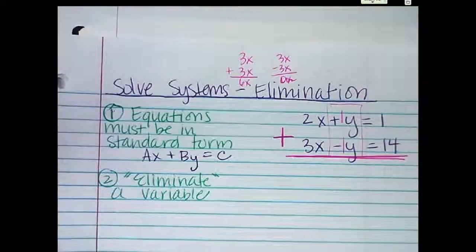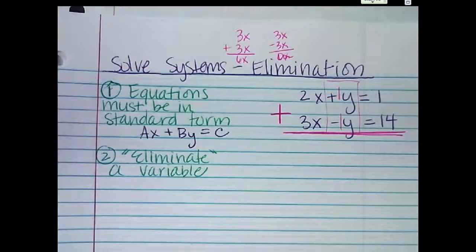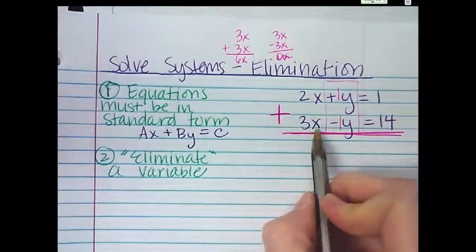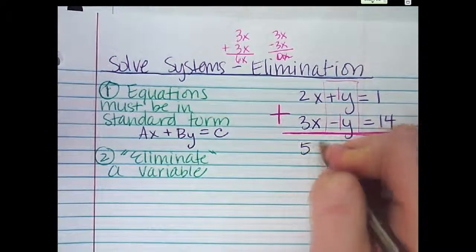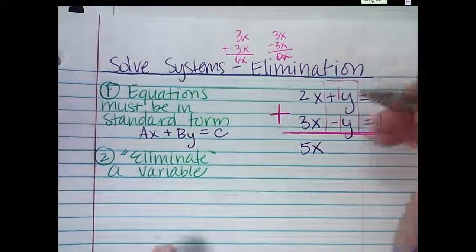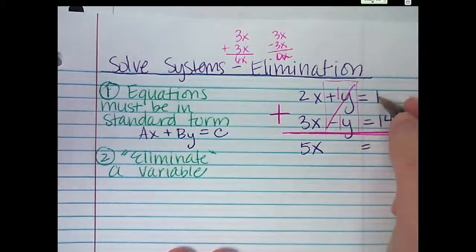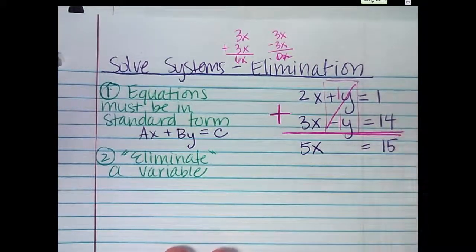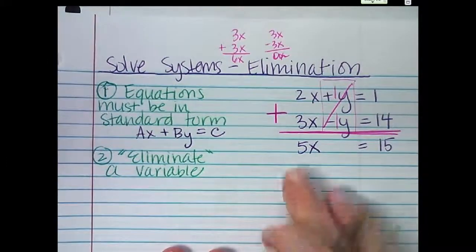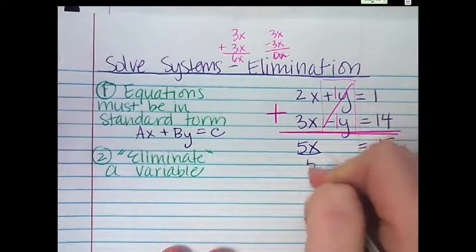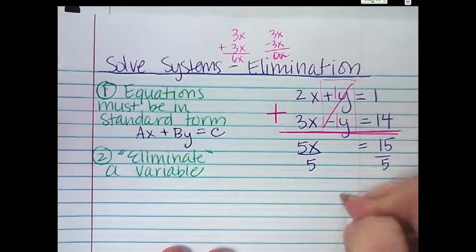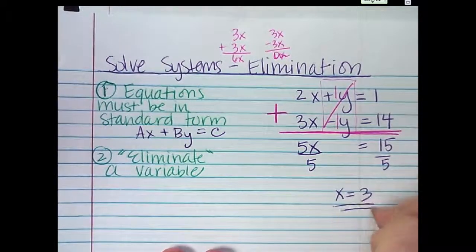So now we add going down. So you go down the column. 2x plus 3x is what? 5x. This is gone. I don't even write 0. I just cross it out. Equals 1 plus 14, 15. And then we're going to just solve for x. So divide by 5. X equals 3.